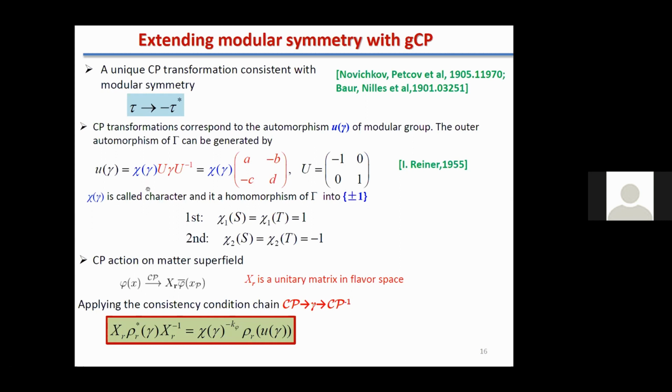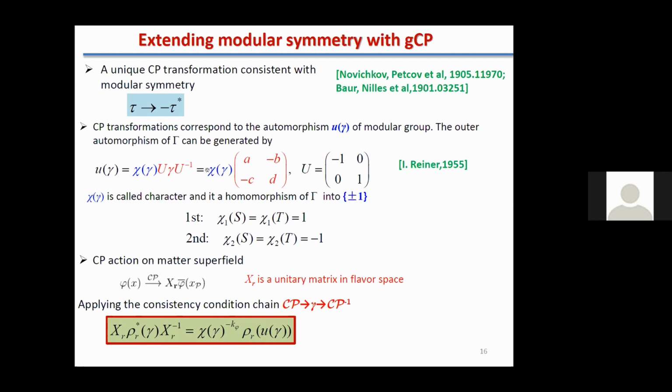The first one is chi gamma, the homomorphism of SL2Z. It maps each element of SL2Z into plus one or minus one. The second one is the obvious automorphism because it is a similarity transformation. It preserves the structure of SL2Z, right? So this looks quite obvious. The product of the two automorphisms generates the whole outer automorphism of SL2Z. So we can see there are only two automorphisms.